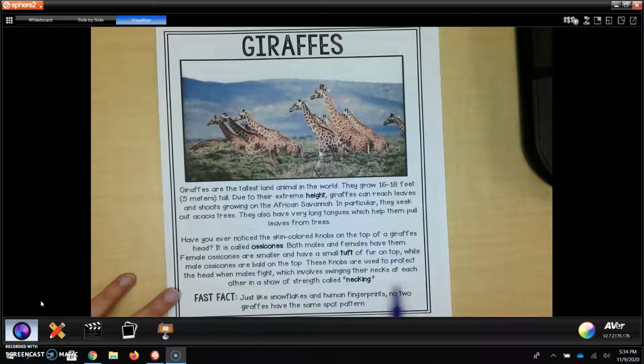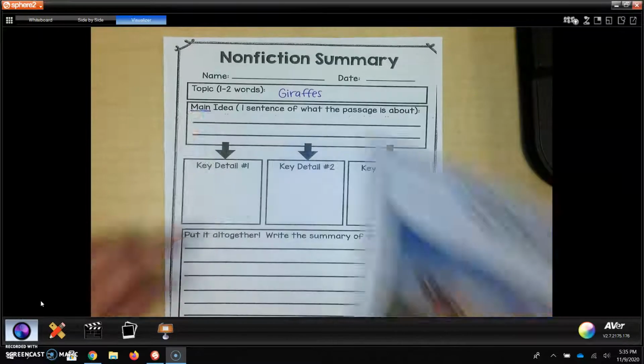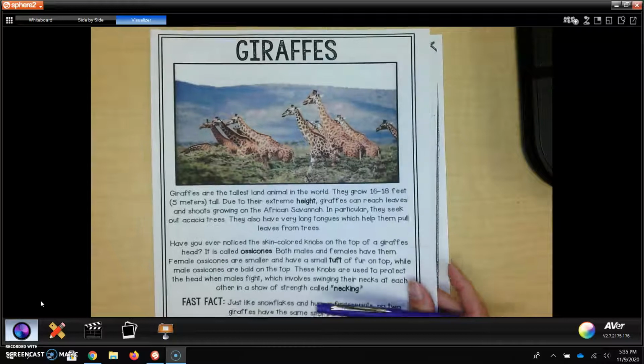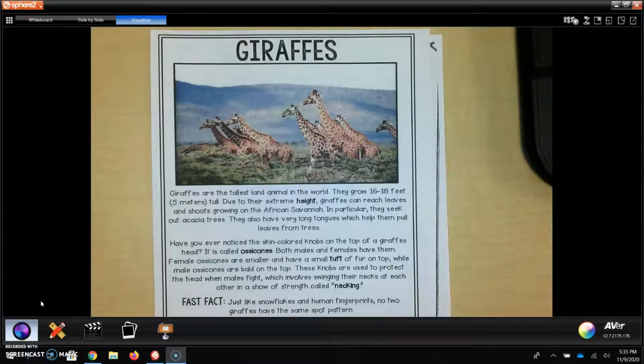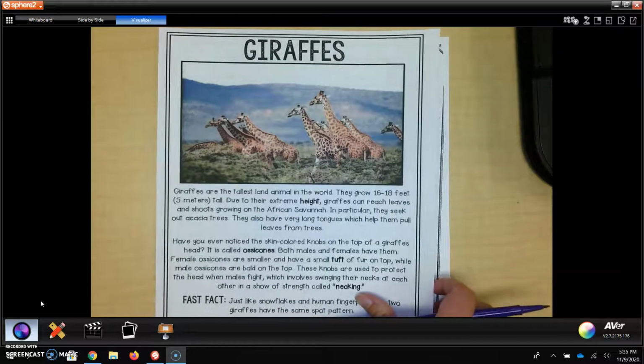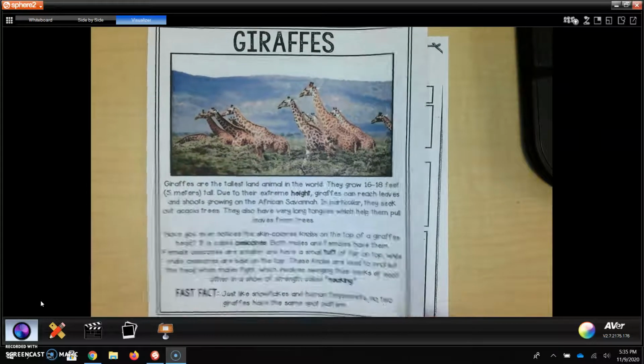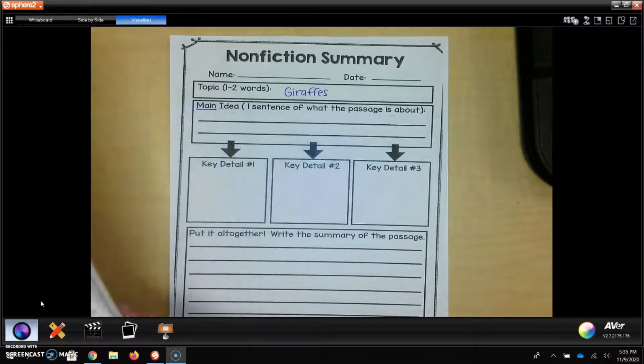And then the last sentence says, these knobs are used to protect the head when males fight, which involves swinging their necks at each other in a show of strength called necking. Once again, that's good information, but it's not our main idea. It's not what our article is mostly about. So I'm going to think about what I read, what words were repeated a lot. I know they kept repeating the word giraffe and what giraffes have. So this is a great example of how you might have to come up with your own main idea. It might not be just given to you right here. You might have to create one sentence about what this was mostly about.